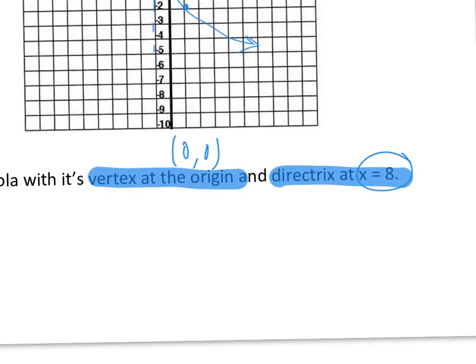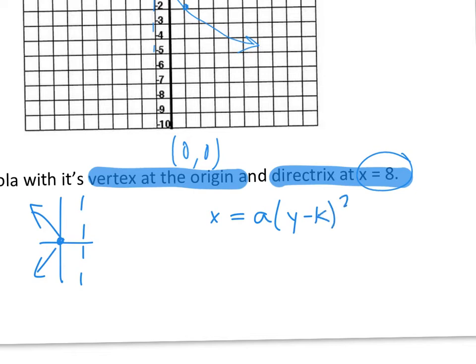horizontal parabola. And if you don't believe me, you could just draw a fake graph here, put a point at 0, 0, and then put a line at x equals 8. So you know that it's horizontal, and second of all, because it can't go towards the directrix, you know that this is going to go to the left. So we're going to use the horizontal parabola formula, which I already messed up. x equals a, and that's y minus k squared plus h.